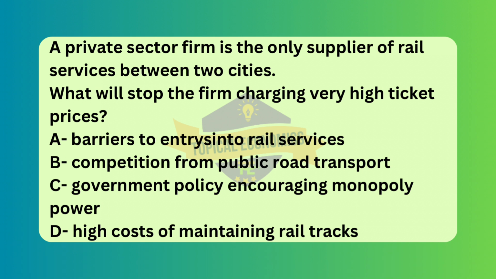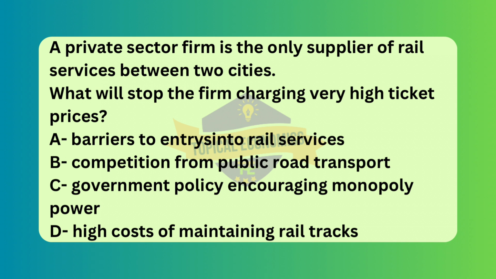Moving to the fourth question. A private sector firm is the only supplier of rail services between two cities. What will stop the firm charging very high ticket prices? A. Barriers to entries into rail services. B. Competition from public road transport. C. Government policy encouraging monopoly power. D. High costs of maintaining rail tracks.